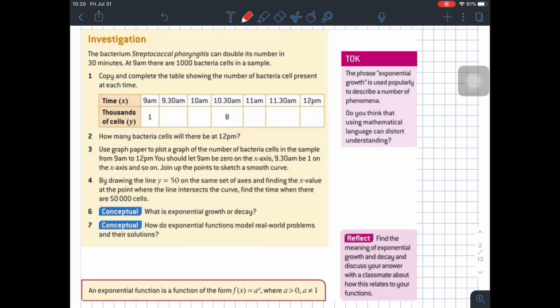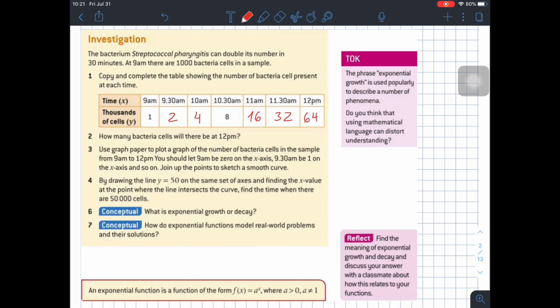So if this population doubles every 30 minutes, that means that at 9:30 a.m. I should have 2,000 cells, right? Then for 10 a.m. I would have double of whatever I have at 9:30 a.m. Sorry. So 2 times 2, we double that 2 and we get 4. So at 10 a.m. we already have 4,000 cells. Then at 10:30, once again, we double this value and we get 8. So then at 11 a.m. I would have 16. 11:30 I would have 32. And finally for 12 p.m., 32 times 2, that's 64,000 cells.